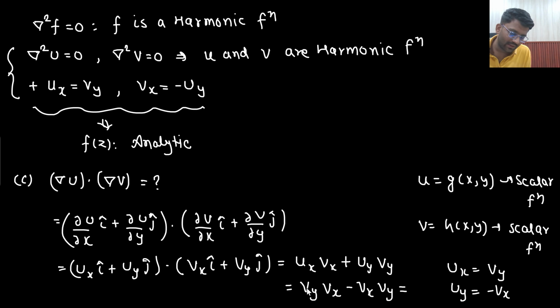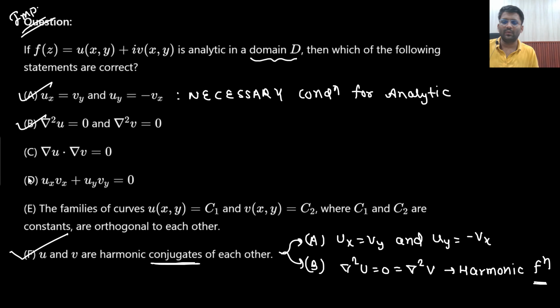What answer are you getting? vy vx minus vx vy. Answer is 0. So this particular thing is coming out to be 0 only. So, yes or no, which two options have we proved? This option also we have proved and this option also we have proved. That's why ux vx plus uy vy will be 0 only, and gradient of u dot product with gradient of v will be 0 only.